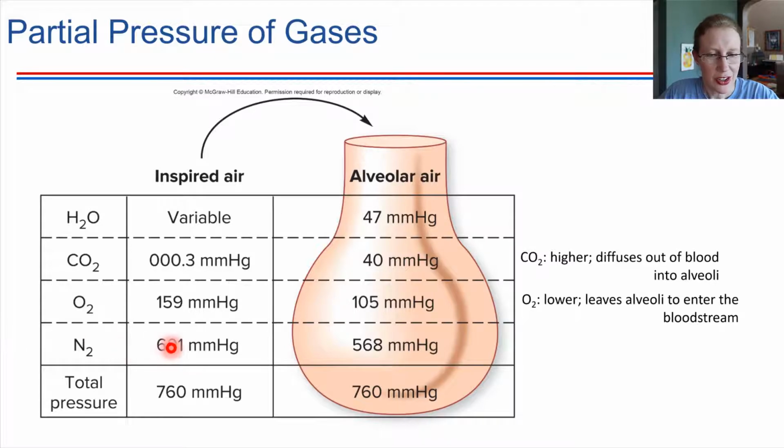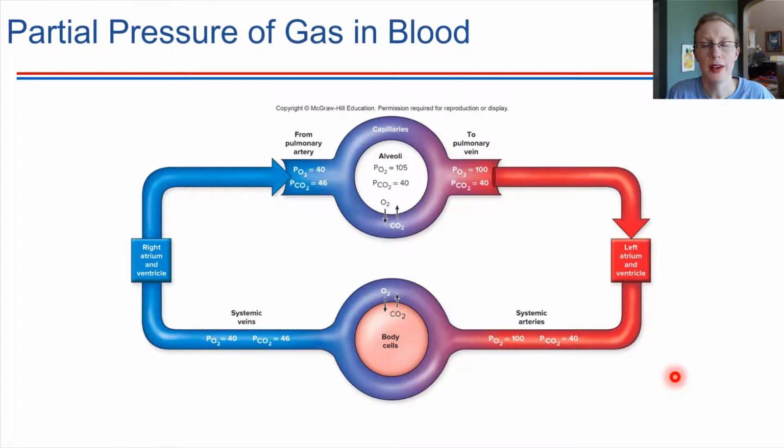Nitrogen, there's not really a big change. That's because it's not really a physiologically relevant gas, so not a big change with that. And then water, up here it says water is variable. Why would water be variable? Well, humidity varies, right? It varies depending on the weather, time of year. Whether you use an air conditioner or a humidifier in your house. So these partial pressures are what help to drive the movement of the gases.